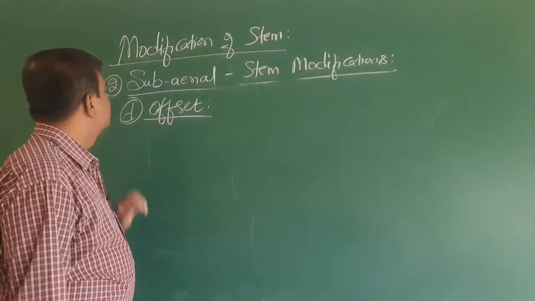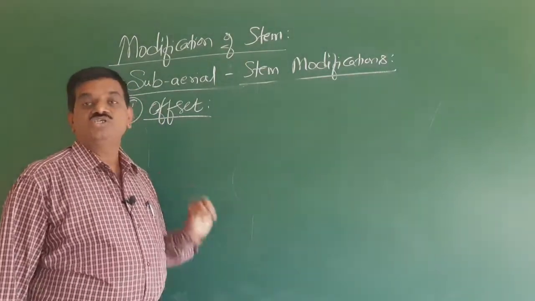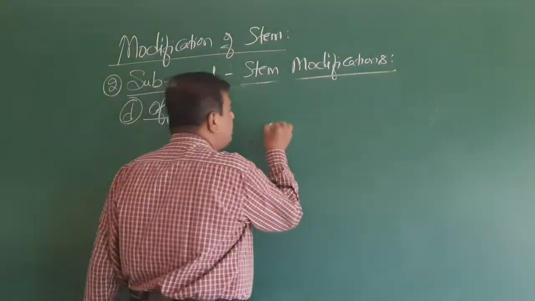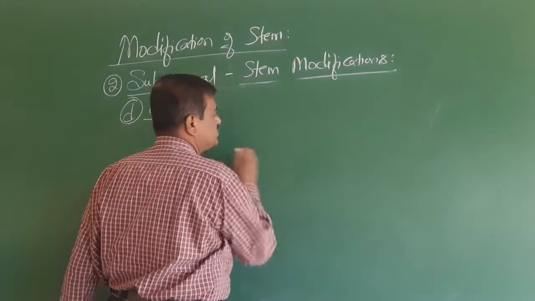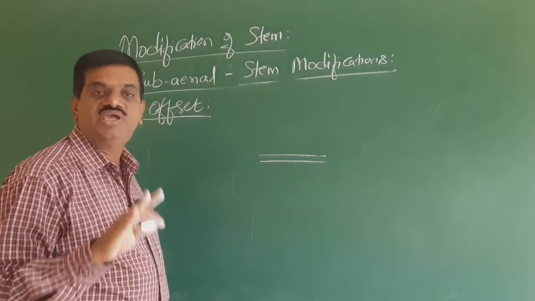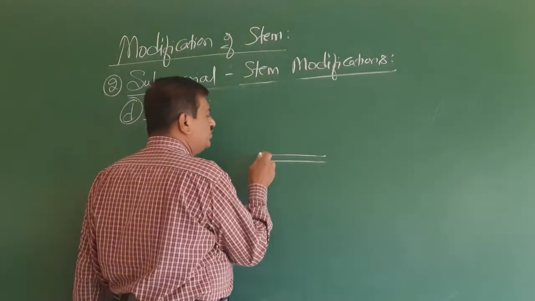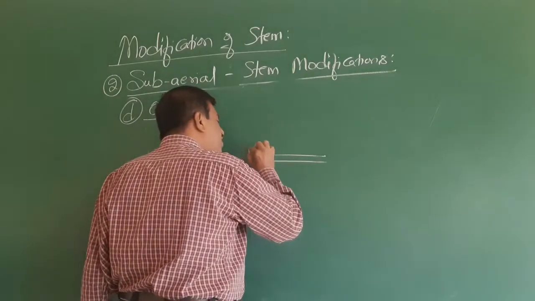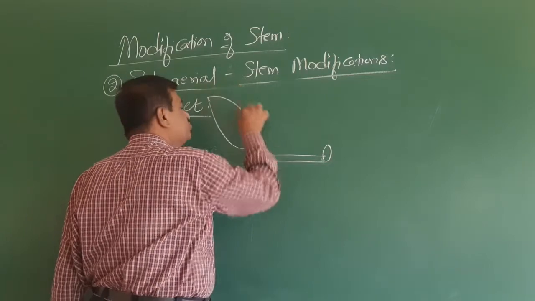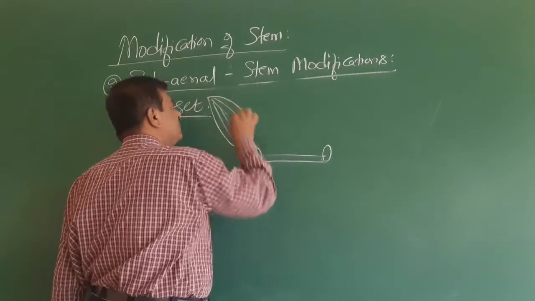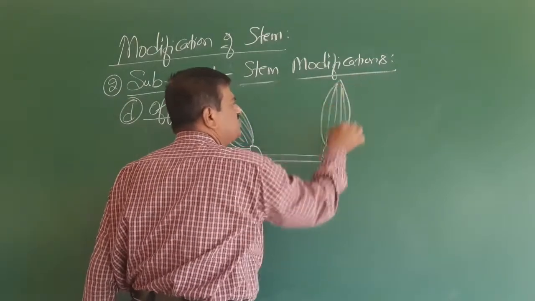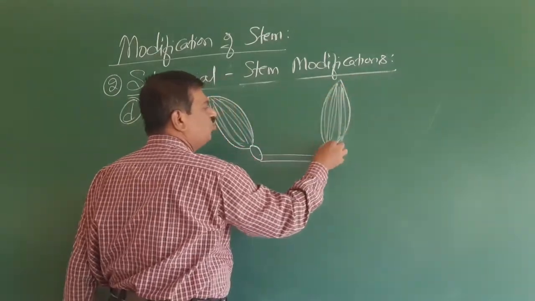So we are going for the fourth one, called offset. This is one of the aquatic plants. In the water, the stem always grows horizontal to the water surface. And here there is a small bulb-like structure, and this gives rise to a huge, large leaf. This type of plant can be noticed in stagnant water. It can be seen in the water.